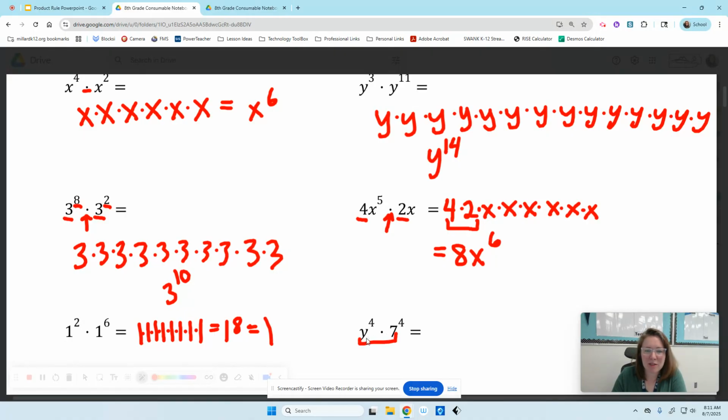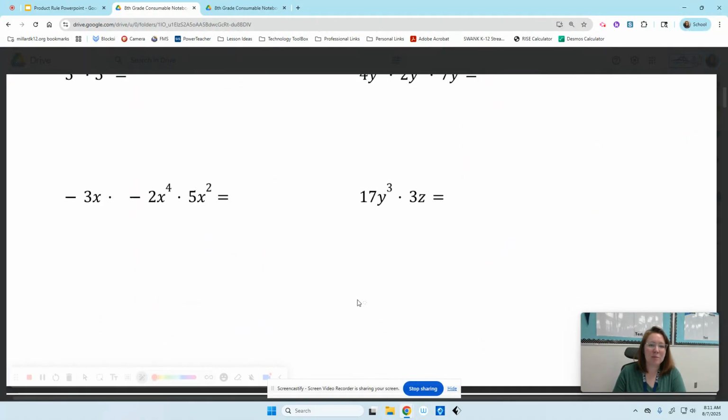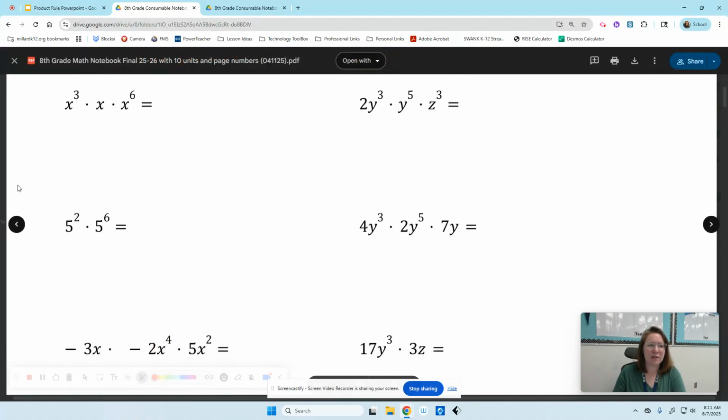This one, the bases are not the same. That's a y, that's a 7, right? Apples and oranges, I'm not counting the same thing, so I'm not even going to do anything else, okay? So, yeah, let's go through and we can finish doing all these.